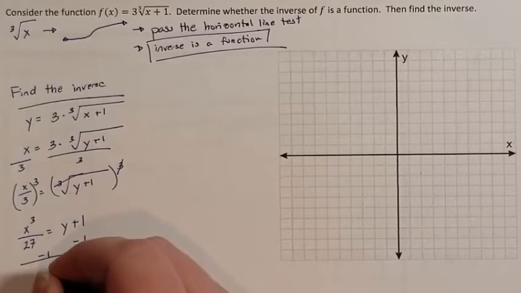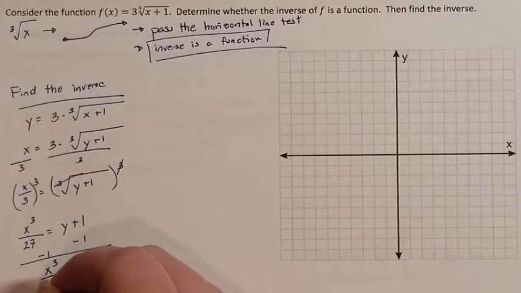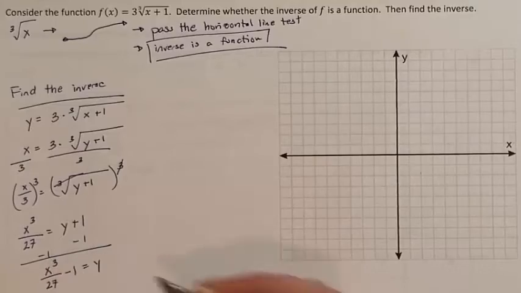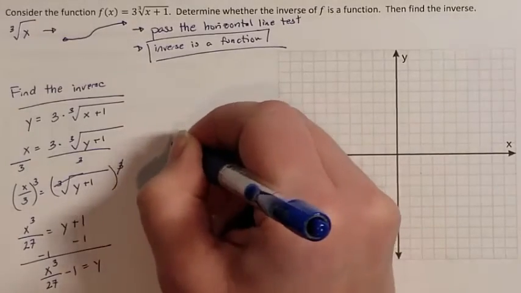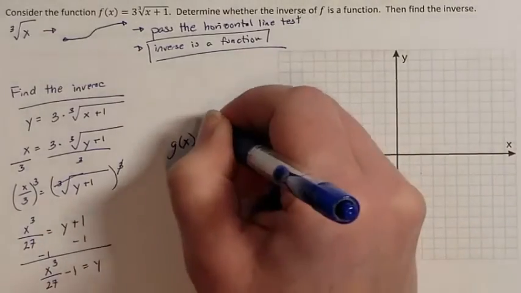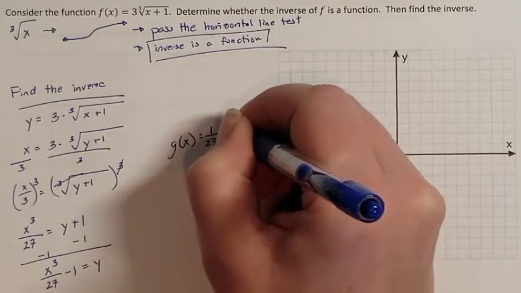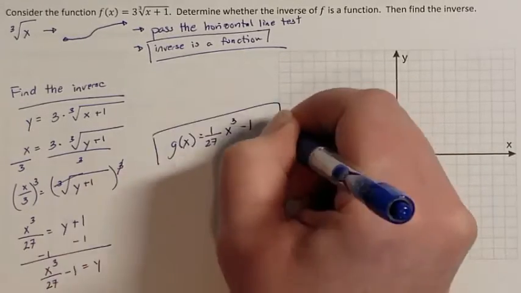Subtract 1 from each side. I have x to the third divided by 27 minus 1 equals y. So what is my g of x function? My inverse function is 1/27 times x to the third minus 1.